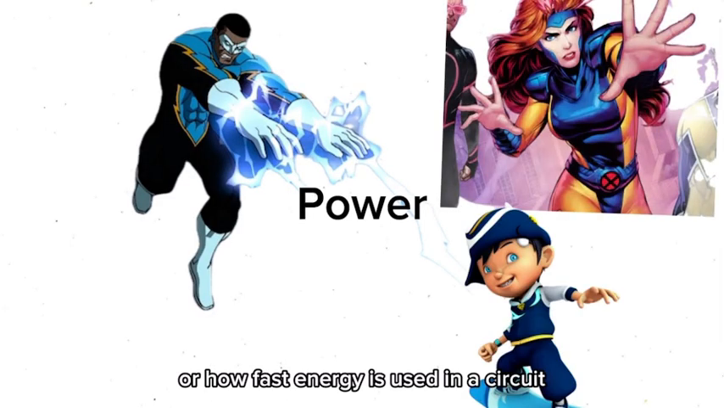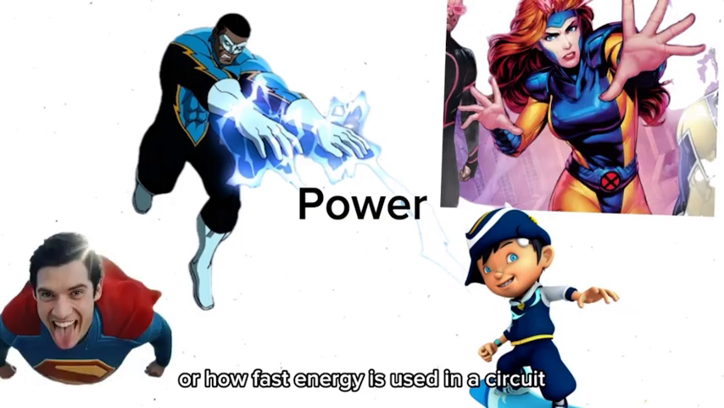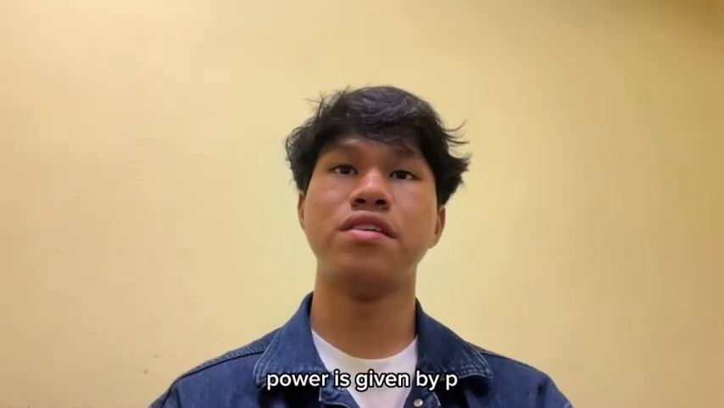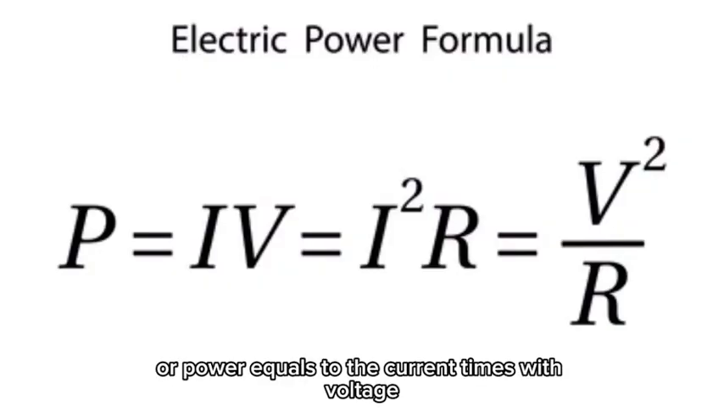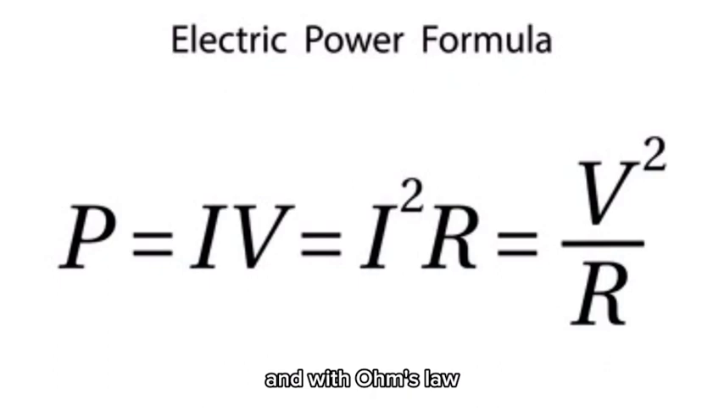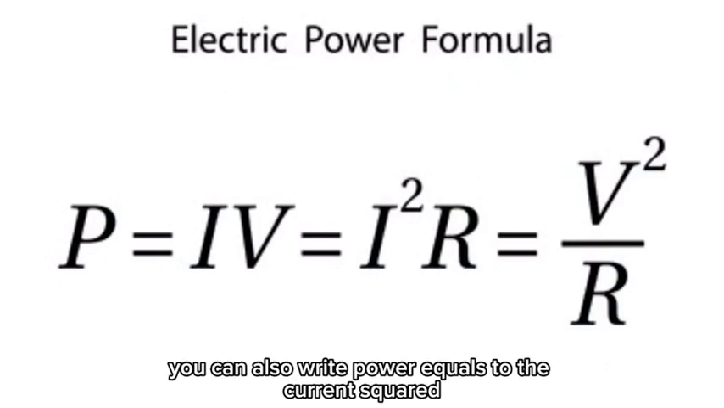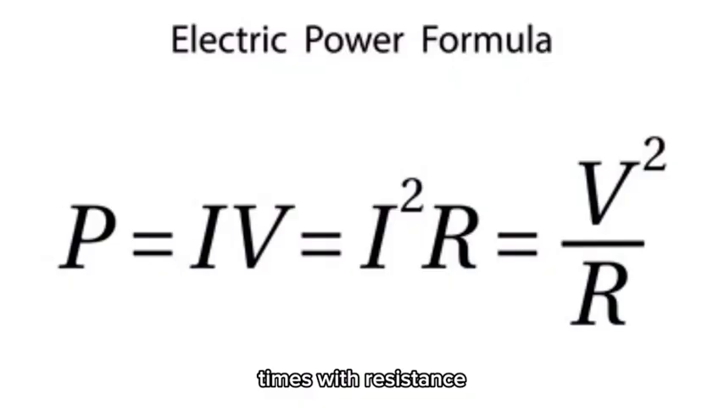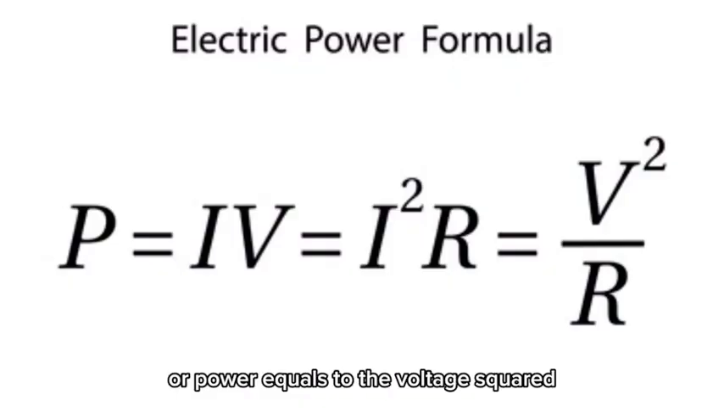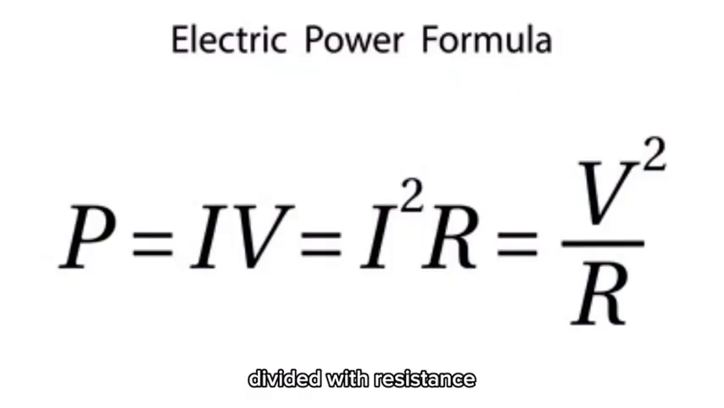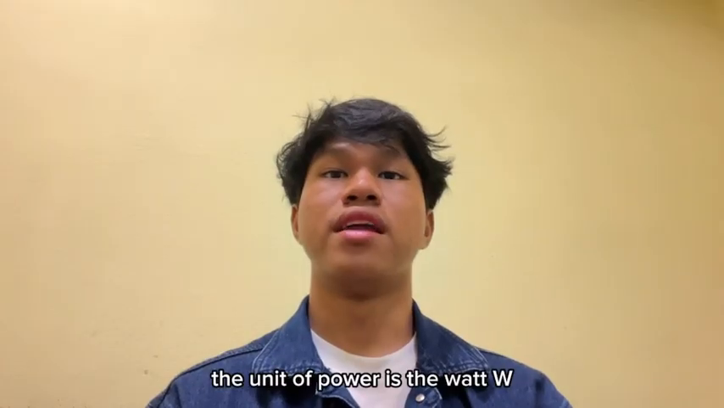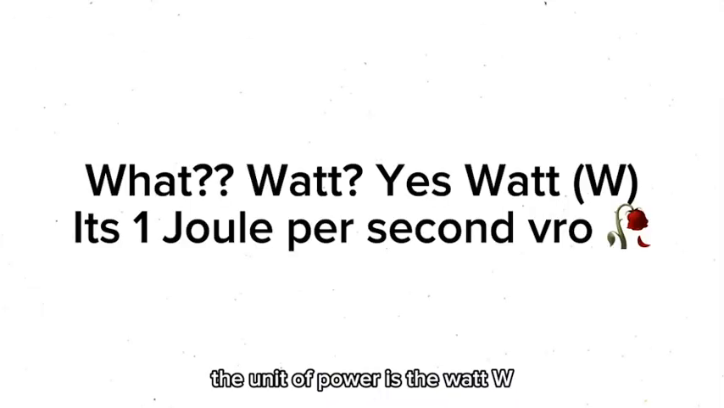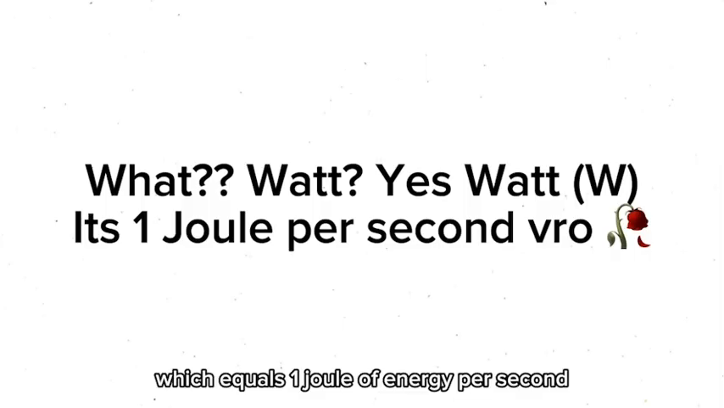Now, let's talk about electrical power, or how fast energy is used in a circuit. Power is given by P, or power, equals the current times voltage. And with Ohm's law, we can also write power equals the current squared times resistance, or power equals the voltage squared divided by resistance. The unit of power is the watt, W, which equals 1 joule of energy per second.